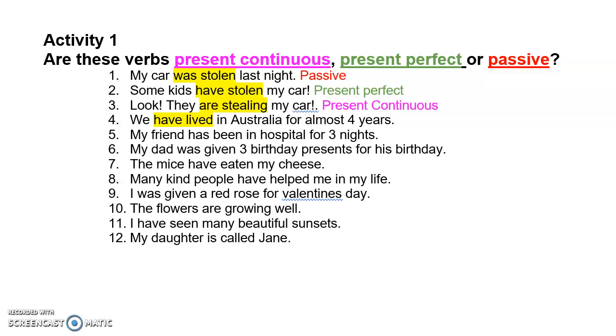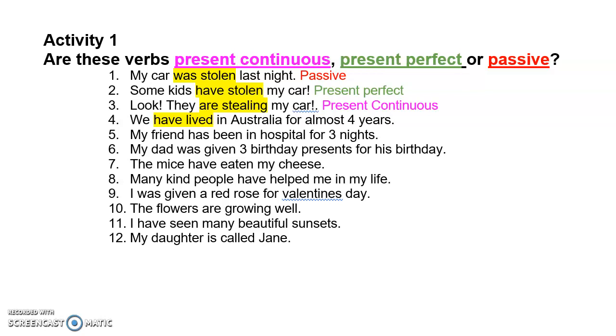Number 9, I was given a red rose for Valentine's Day. Find the verb, was given. All right, the first verb is a to be verb. The second verb is the past participle. So we know that this is a passive verb.